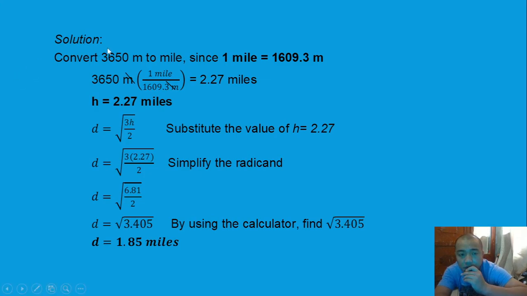So we can now substitute it in the formula. d equals square root of 3h over 2. 3 times 2.27 is 6.81, divided by 2 is 3.405. The square root of 3.405, by using your calculator, the answer is 1.85 miles.